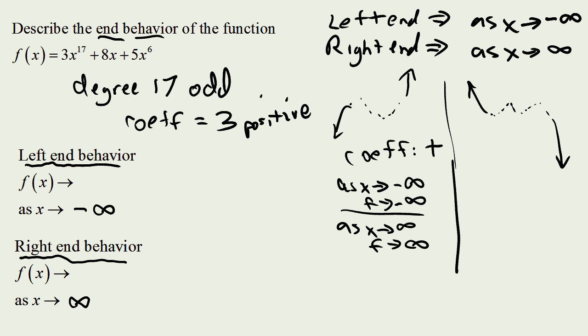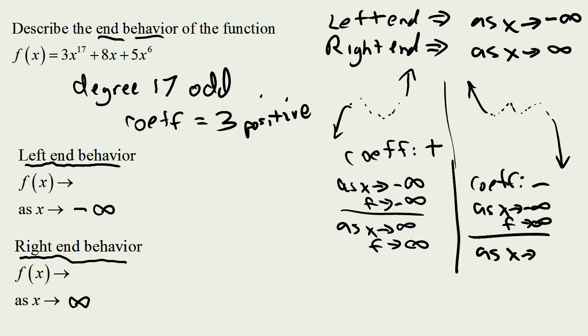But had your coefficient been negative, meaning that I'm talking about the coefficient on that leading term, the highest degree term. Leading doesn't mean the first term, leading means the highest degree. If the coefficient was negative, then it'd be reversed. As x goes to negative infinity, the function is going to go to positive infinity. And as x goes to infinity, the function is going to dive off and go to minus infinity.